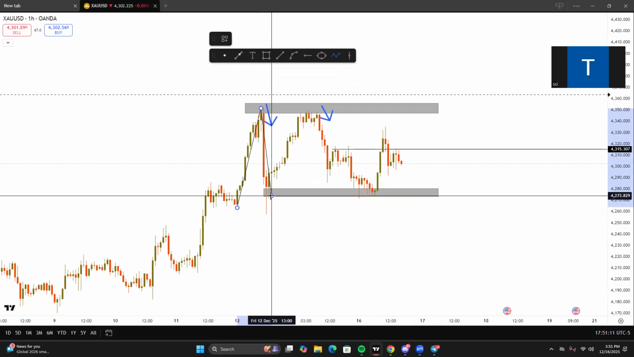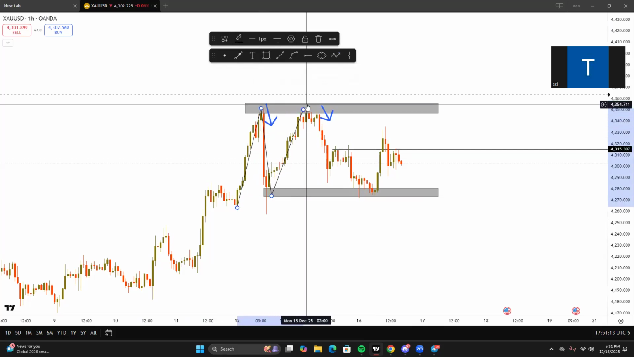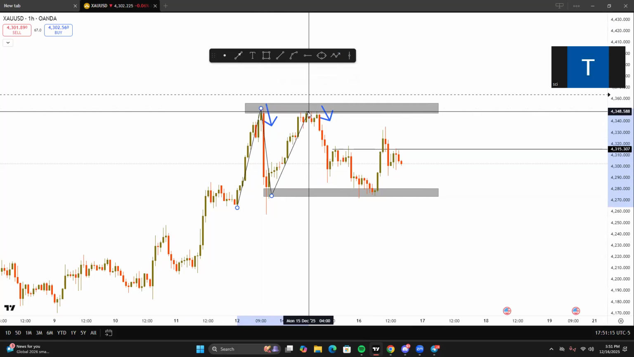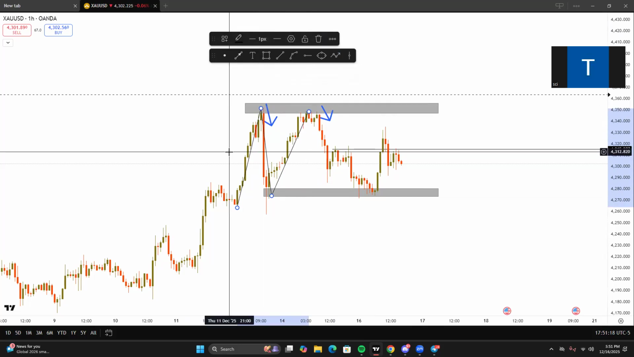Higher high, higher low, equal high. This is now showing us that price does not want to go any higher.